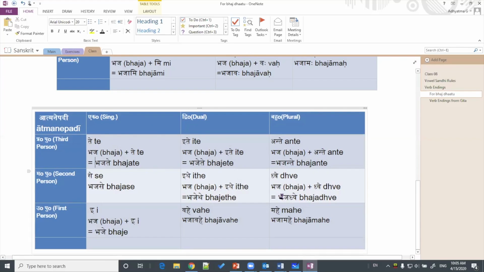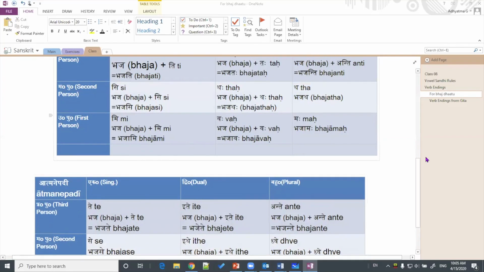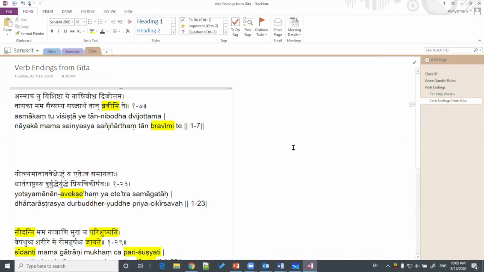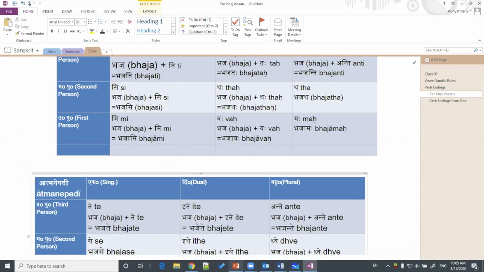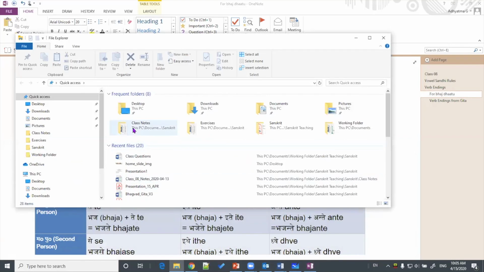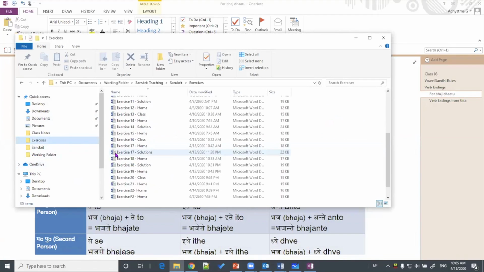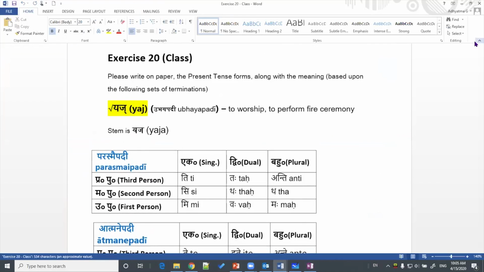Okay. So with these, the questions are over. There are certain examples from the Gita which I'll take after the break, and right now I want to give you an exercise which you can do for yourself. It's also posted in the drive, exercise 20 class. So you can either get it from the drive or you can look at the screen here.